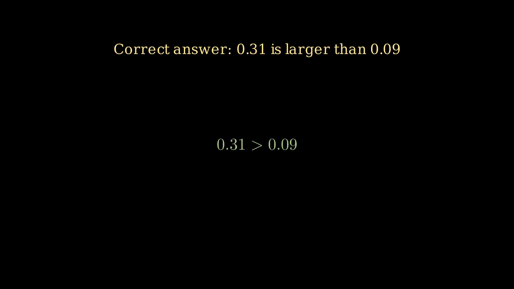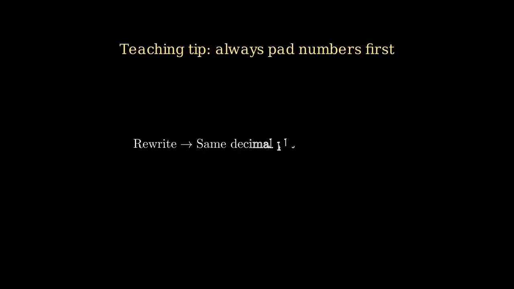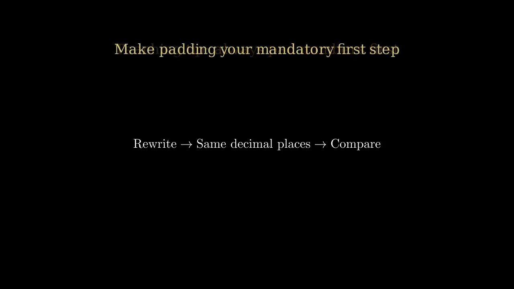So here is the teaching tip to make this foolproof. Before you compare any decimals, physically rewrite every single number so they all have the same number of decimal places, padding with zeros as needed, and only then compare digit by digit from left to right. Make this a mandatory first step every single time, and you will never fall into that trap again.